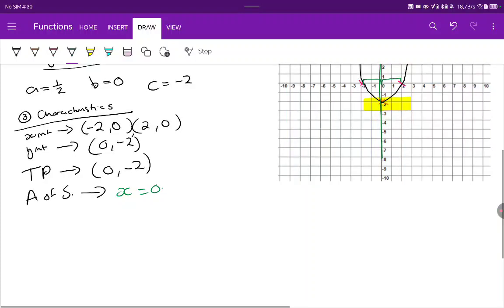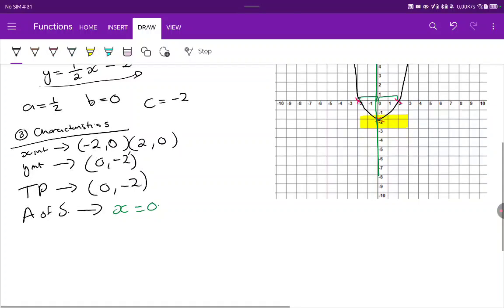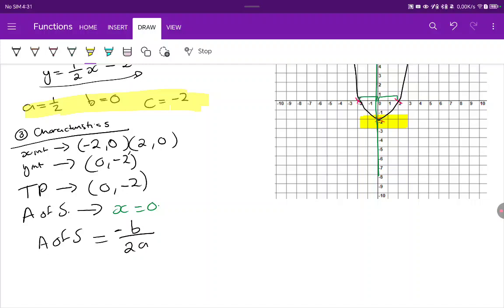How do we calculate axis of symmetry? So this I took from the sketch, right? But there is an equation. If you wanted axis of symmetry, you would say axis of symmetry is equal to negative b divided by 2a. Now let's substitute. We're going to use these values here. And we're going to say, okay, negative 0 divided by 2 times a half gives us 0. So your axis of symmetry is most definitely 0.